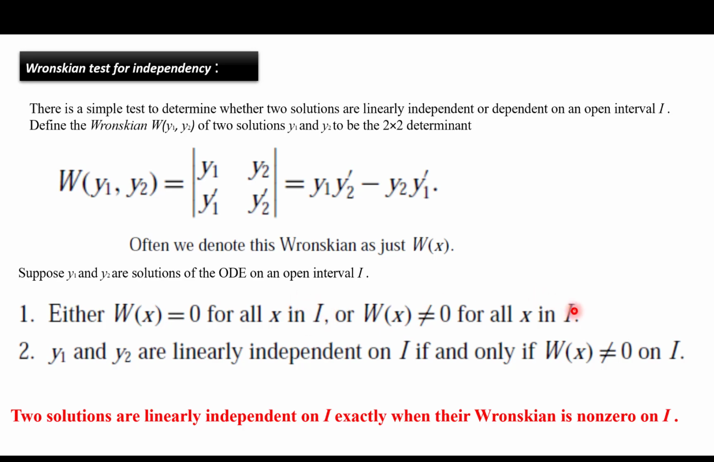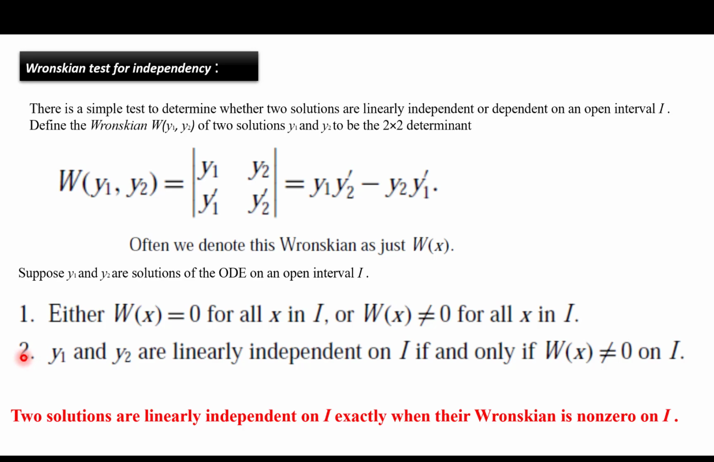So we cannot find, for example, that the Wronskian is 0 for some values in the interval and non-zero for another part of the interval. No, this would not happen. Okay? So we have a unique value for the Wronskian.